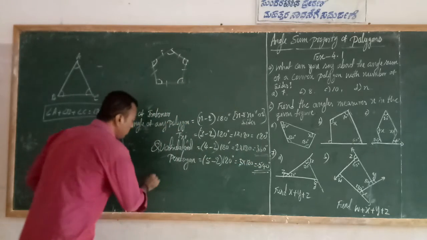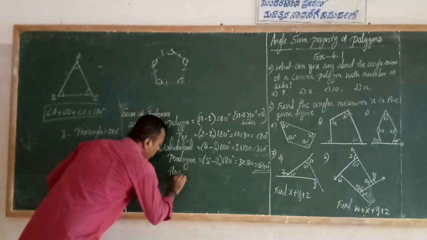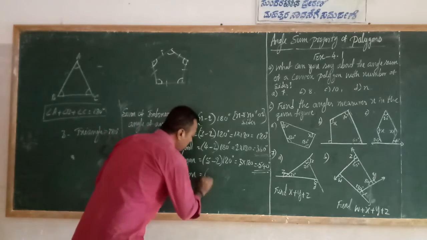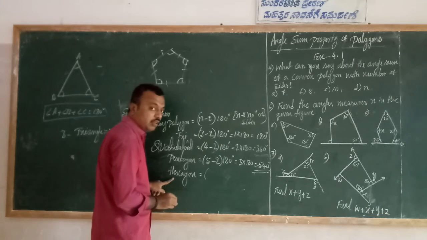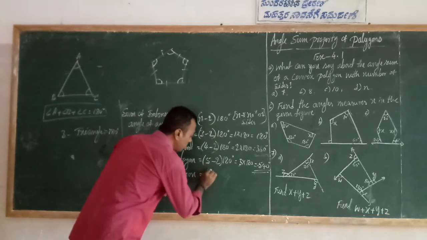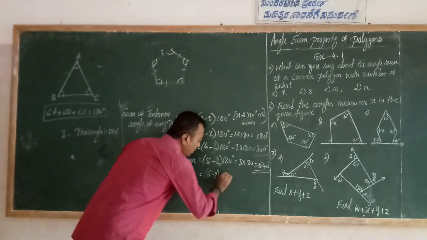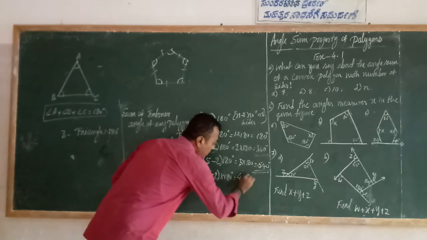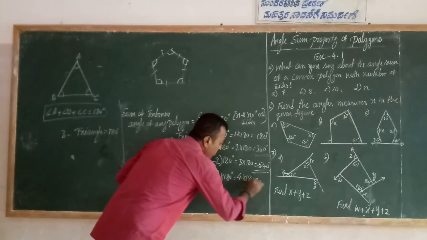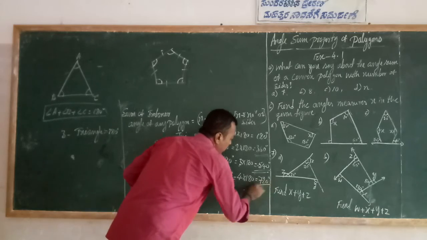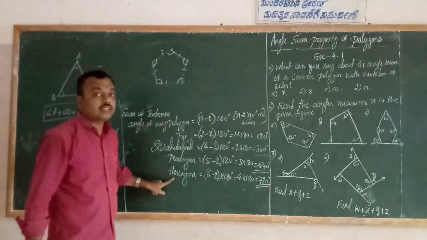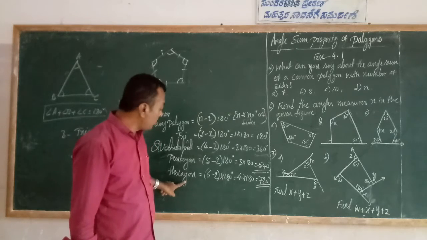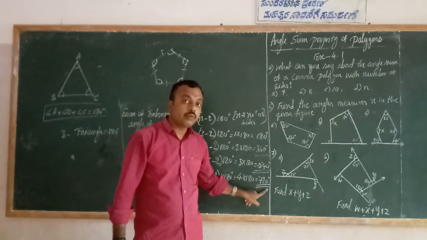Like that, hexagon. What is the value of n in the hexagon? Number of sides is 6. Therefore, (6 minus 2) into 180. What is 6 minus 2? It becomes 4. 4 into 180. So 180 into 4 is 720 degrees. In the hexagon, the sum of the interior angles is 720 degrees.